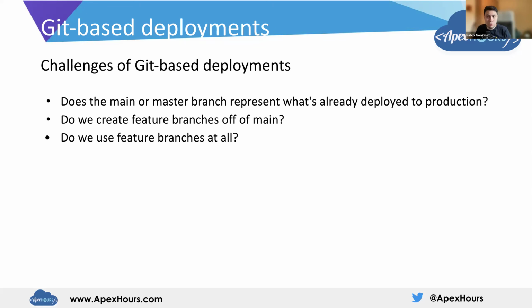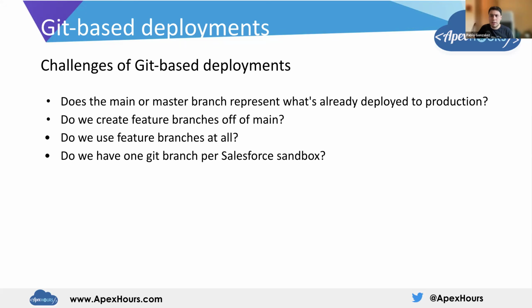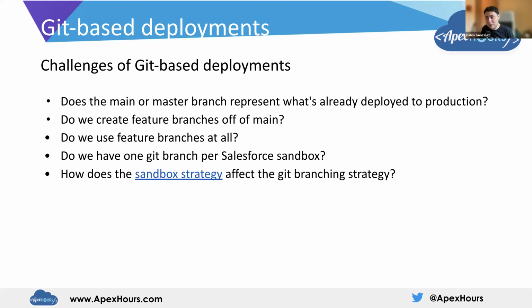Also, should you use feature branches at all? Because there are other mechanisms like trunk-based development where you just commit directly to main. So how do you know if feature branches are a good fit for you or not? Also, should we have one Git branch per Salesforce sandbox, right? So if you have a QA sandbox, UAT sandbox, staging sandbox, does that mean that we need to have one Git branch for each of those sandboxes? Again, it's not clear. Maybe, maybe not.